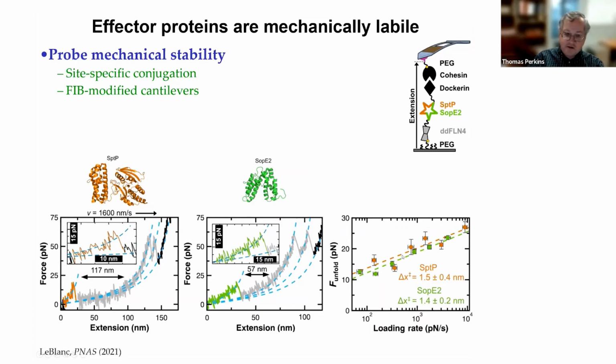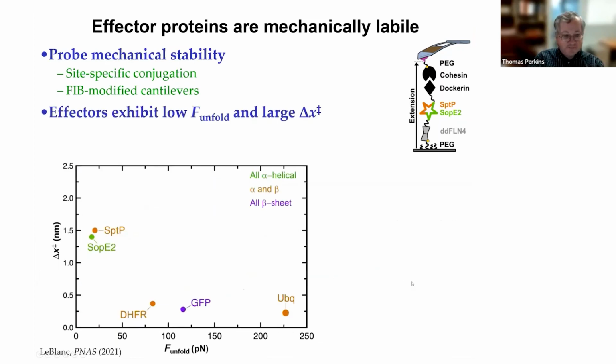Particularly for SBTP, which has a beta sheet component, the distance to the transition state is rather large. And so we can compare effector proteins here with 3 other proteins which have been studied by single molecule force spectroscopy. And what you see is that effector proteins have rather large distance to the transition state and a low unfolding force.